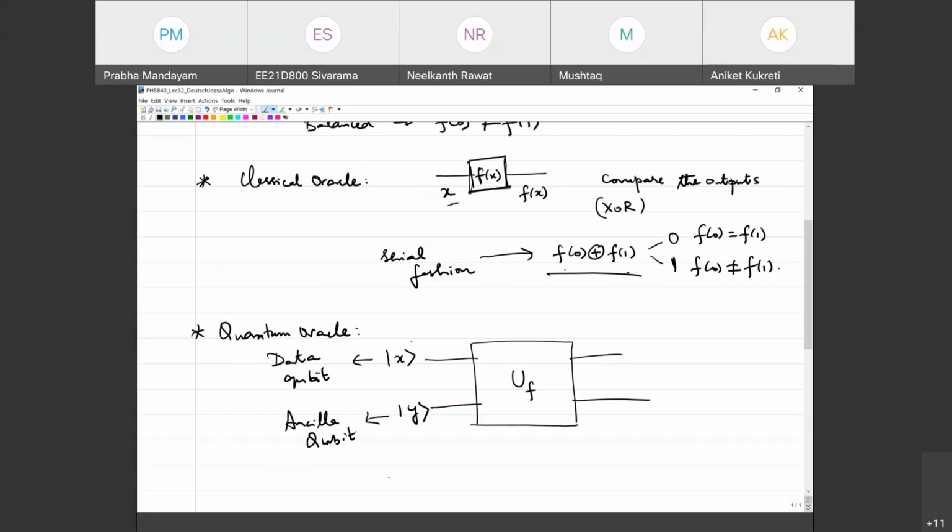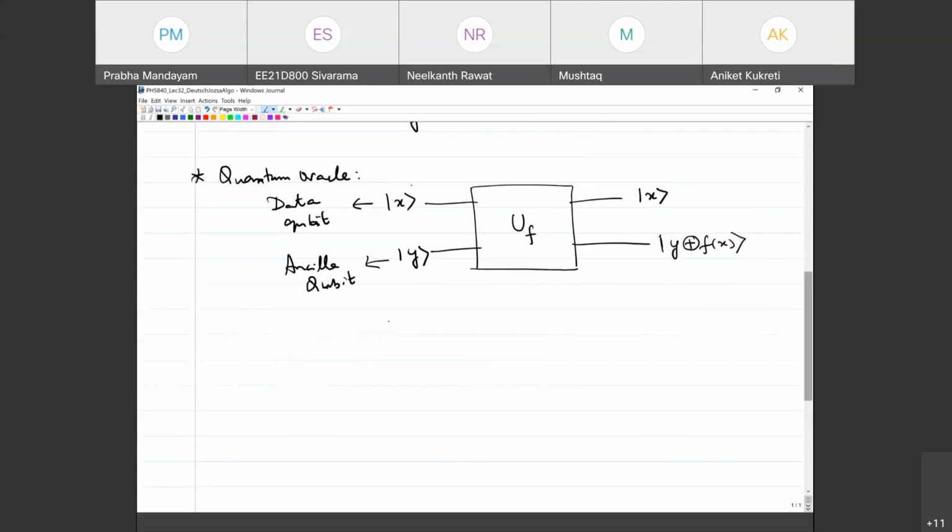right? And what this does is it does nothing to the first qubit or the data qubit. That simply comes out as it is, right? And what it does to the second qubit, it computes the XOR of y with f of x, right? So this gives me y XOR f of x. Okay. So if I were to describe the action of this oracle, this is U_f acting on |x,y>, which is equal to |x, y XOR f(x)>. Okay.